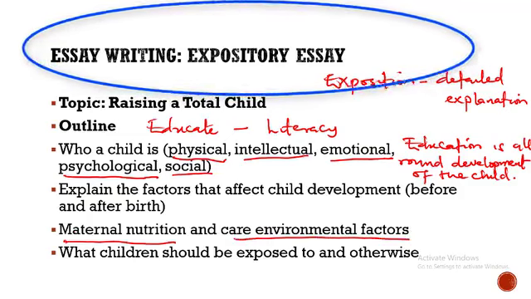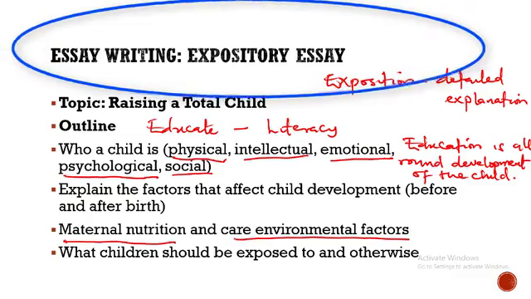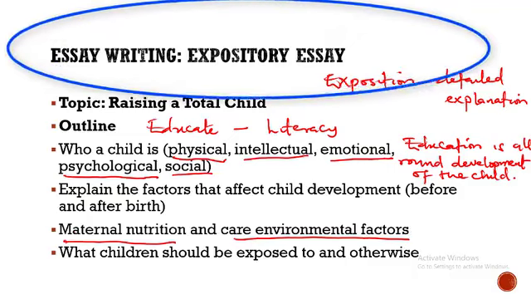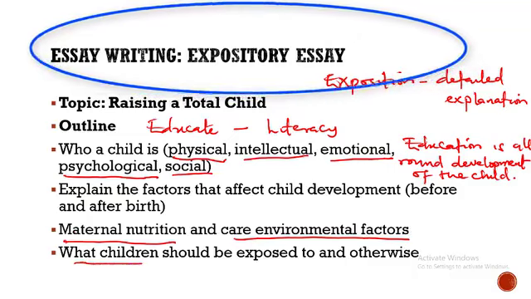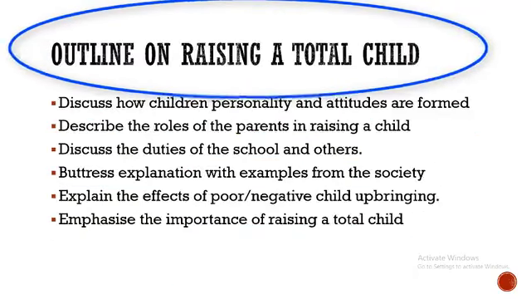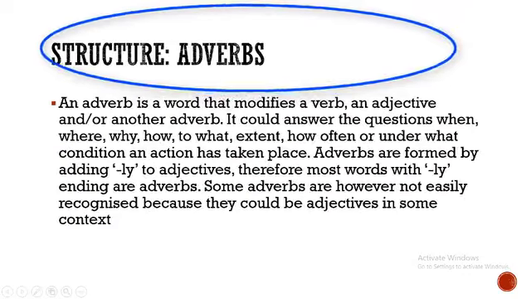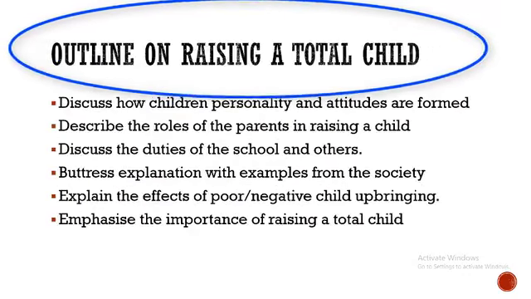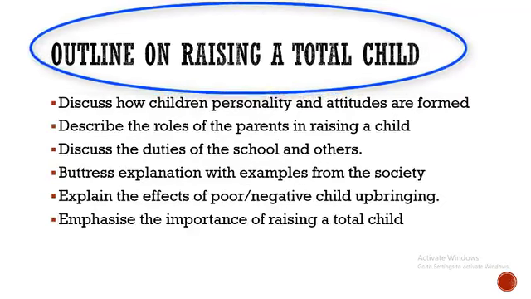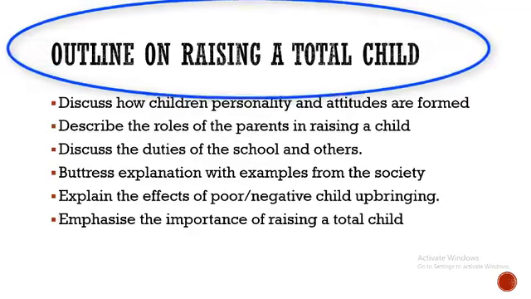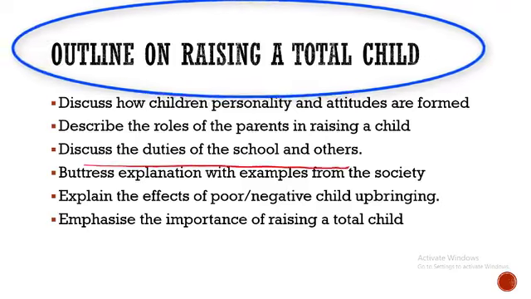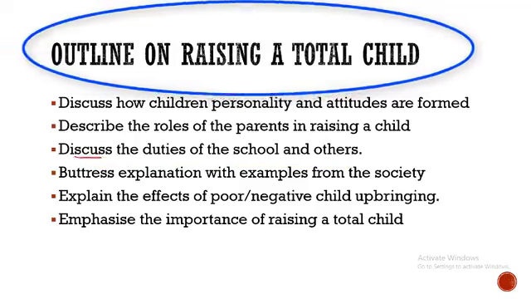Then also we have environmental factors. What should the child be exposed to? The child should not be exposed to dangerous media. Then we discuss how the personality of the child is formed, how their attitudes are formed, the role of their parents in raising the child, the duty of the school, and their peers at school, in shaping the child.